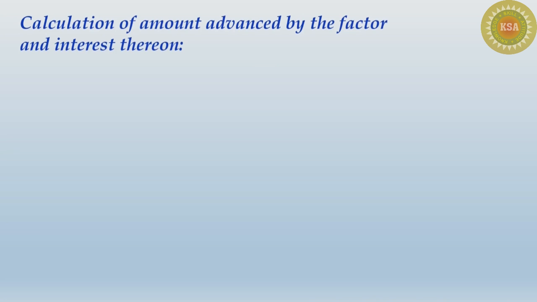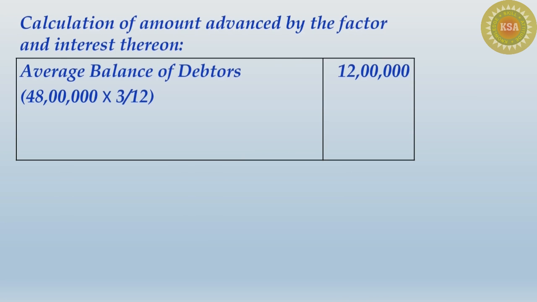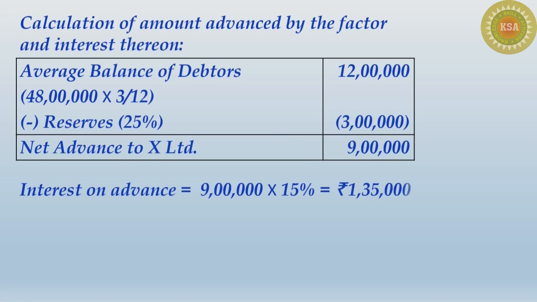In your solution, what you will first do is calculation of amount advanced by the factor and interest thereon. So the average balance of debtors, as I have explained, will be 12 lakhs. How did we get 12 lakhs? It is 48 lakhs into 3 by 12. From this you deduct the reserve of 25%. 25% of 12 lakhs is 3 lakhs. What you get is the net advance to the company, that will be 9 lakhs, and interest on that advance for the entire year, at the rate of 15% on 9 lakhs, is 1,35,000.